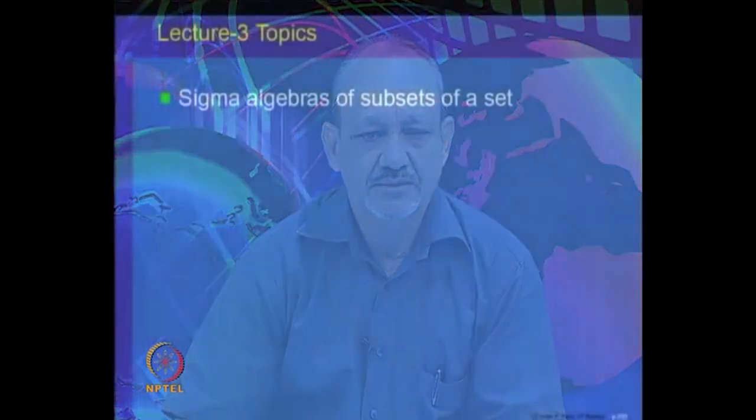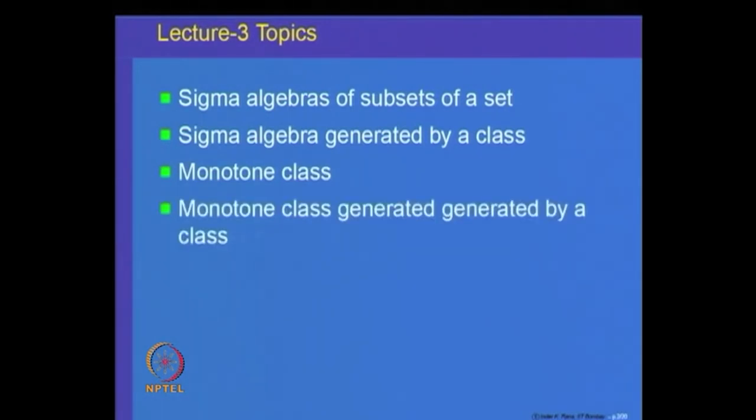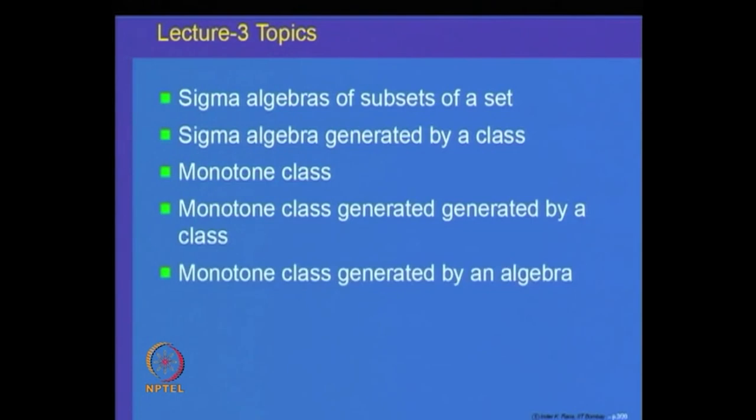Welcome to lecture 3 on measure and integration. We had started looking at the concept of algebra of subsets of a set X. We will look at some more properties of that today, and after that we will start looking at what are called sigma algebras of subsets of a set, and then come to sigma algebra generated by a class of subsets of a set X, and then go on to look at what is called a monotone class, the monotone class generated by a class, and then look at a monotone class generated by an algebra.